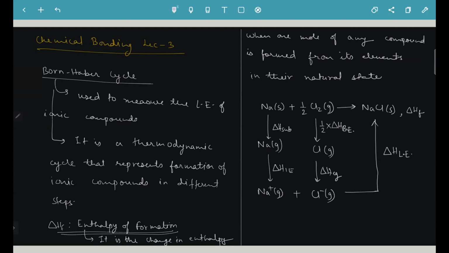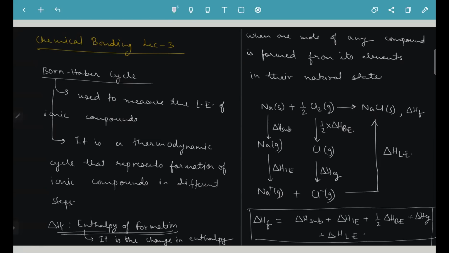Remember, in the last lecture we did Hess law. The total change in enthalpy remains the same whether the reaction occurs in a single step or in a number of steps. We can say that the total enthalpy of formation of sodium chloride will be equal to the sum of the sublimation energy plus ionization energy plus half into the bond dissociation energy of the chlorine-chlorine bond plus delta HEG plus delta HLE. We can represent the enthalpy of formation of the ionic compound in terms of various other thermodynamic parameters.